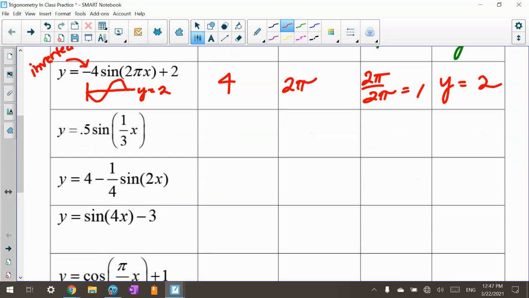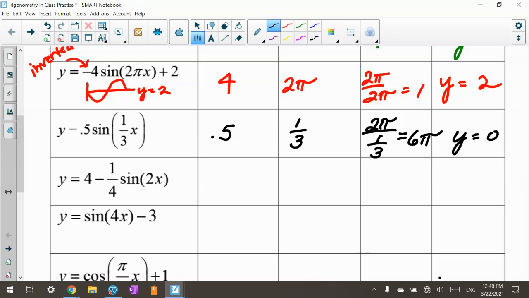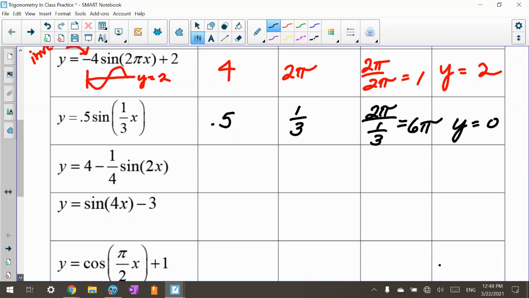The next one has been vertically compressed because my amplitude is 0.5. My frequency is 1/3, so that means I see 1/3 of the graph, so it stands to reason it'll take 3 times longer. If I take 2 pi and divide it by 1/3, that's the same thing as 2 pi times 3, so it's going to take us 6 pi to see one curve, and the midline is y equals 0.